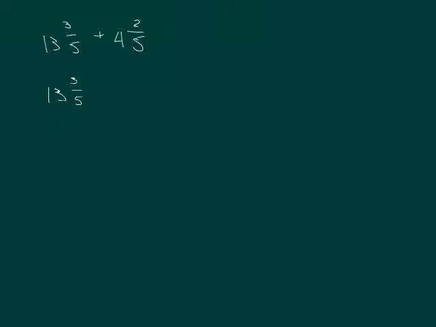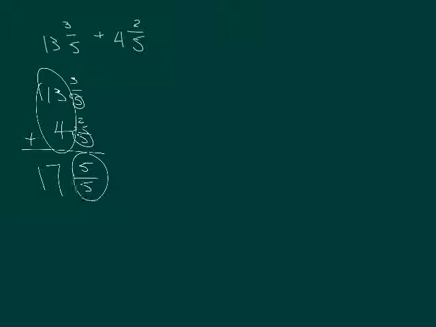So I like to rewrite them this way, and you'll see why in a little bit. But our denominators are the same, so my answer is going to have that denominator. My numerators, I just add those up. And 13 plus 4, I add those up, and I get 17 and 5/5.